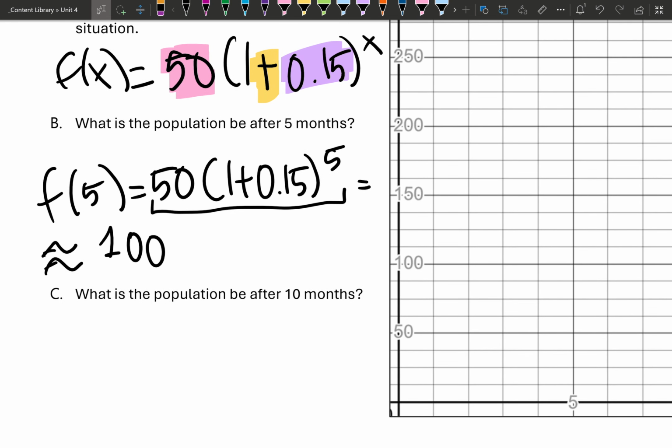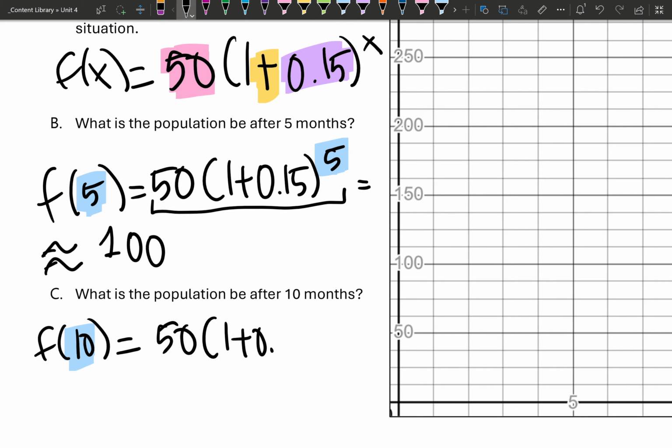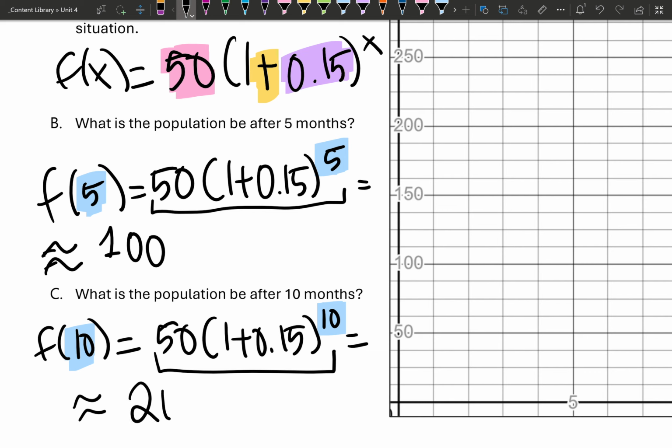Next, we have, what's the population after 10 months? Well, we're going to do the same thing. We're going to take 10, and we're going to plug it in that same equation, but with a 10 in the exponent. Just this part goes into our calculator, and we get about 202.277 ants. We can't have 0.27 of an ant, so I'm going to round down to the nearest whole, 202.